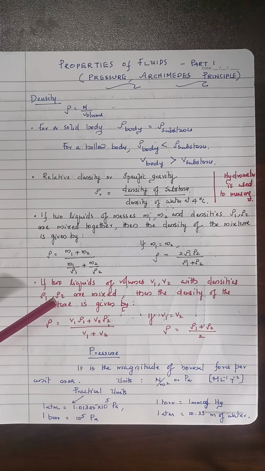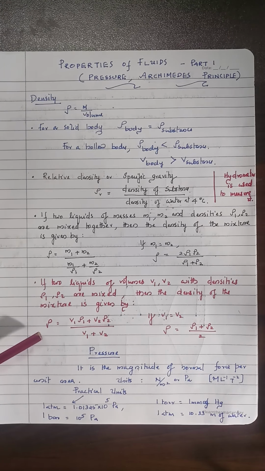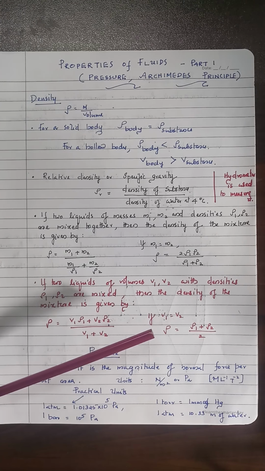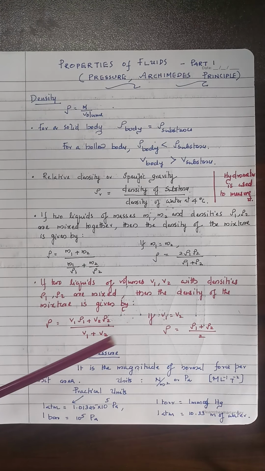If two liquids of volumes V1, V2 with the densities ρ1, ρ2 are mixed, then the density of the mixture is again the total mass by volume. But here in place of mass we can express in terms of volume as V1 ρ1 plus V2 ρ2 by V1 plus V2. If V1 equals V2, you get the arithmetic mean of densities, ρ1 plus ρ2 by 2.